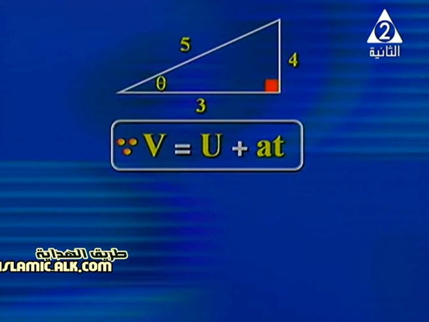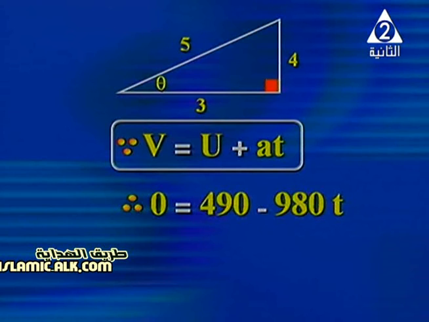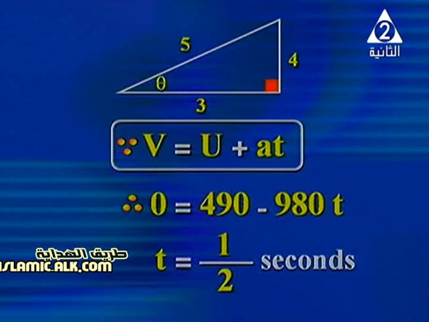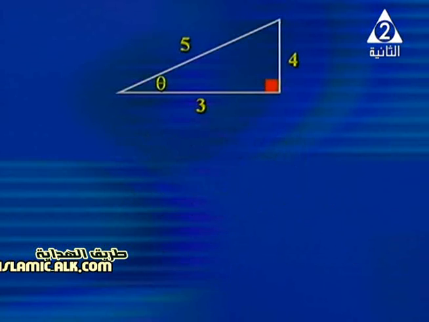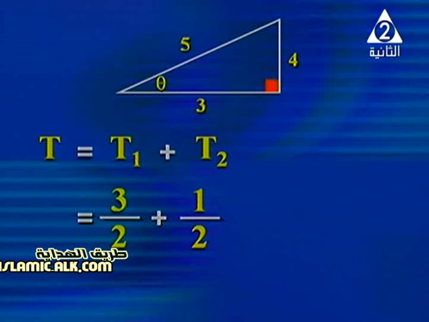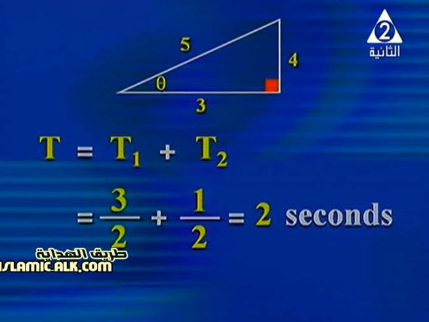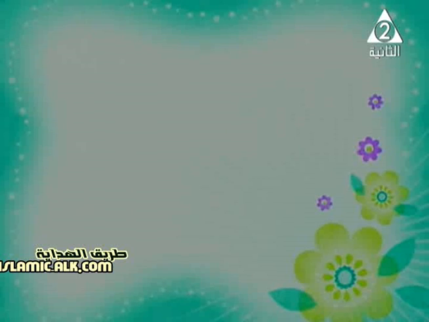After that, since v equals u plus at, by substitution v equals 0 and acceleration 980 with negative, to find the value of t, then t equals half a second. Then total time t equals t1 plus t2. The first t1 equals 3/2 and t2 half a second, then t equals 2 seconds, by adding 3/2 plus 1/2 equals 4/2 equals 2 seconds.